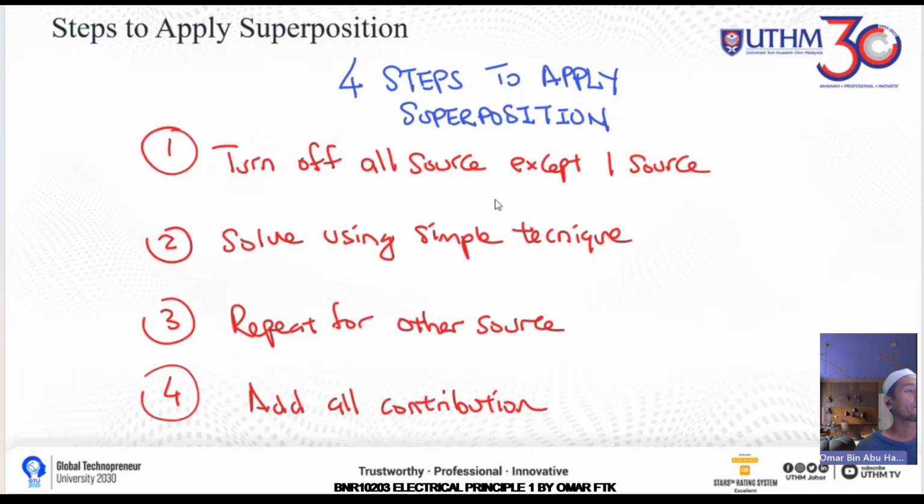So these are the 4 steps when you want to do the analysis in superposition. Step one, turn off all sources except one. Second, solve using any simple technique in electrical. Then repeat for the other source. And after that you have to add the contributions. So please remember all 4 of these. This is a very important step for the superposition.